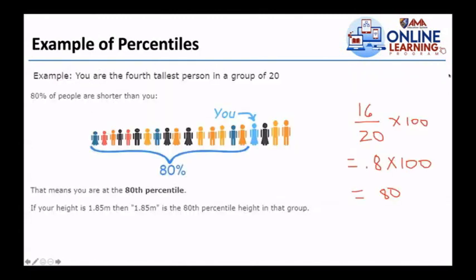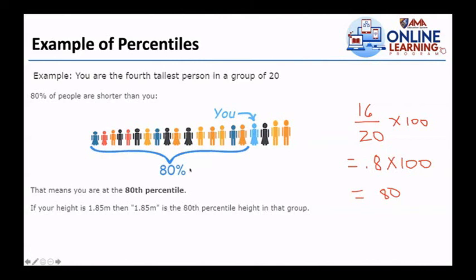Okay, this is the example. You are the 4th tallest person in a group of 20. So 80% of the people are shorter than you. So this is you. Say your height is 1.85. Meaning, since there are 20, these 16 have a height less than 1.85. However, you and these 3 have a height equal to or greater than 1.85. In fact, you are 1.85, and it's possible the others here are also 1.85. But as the drawing shows, this one is tall, taller than you.